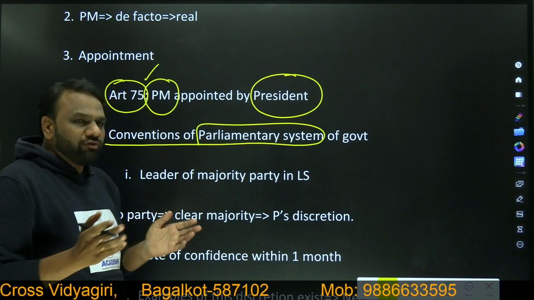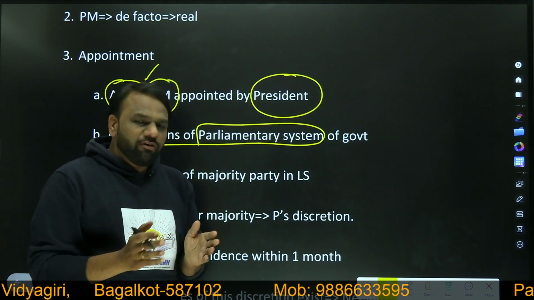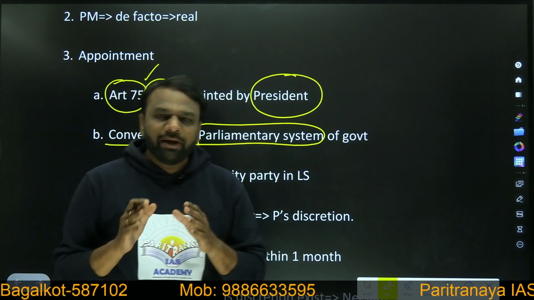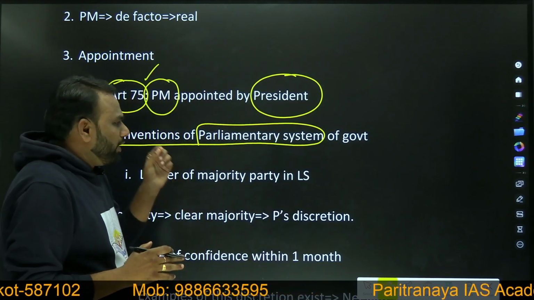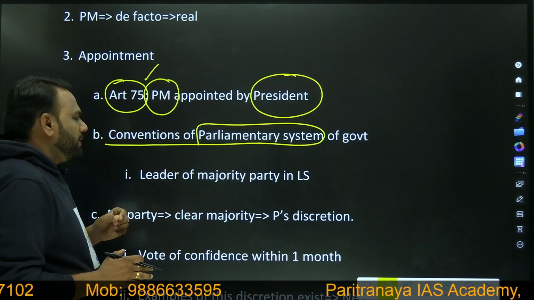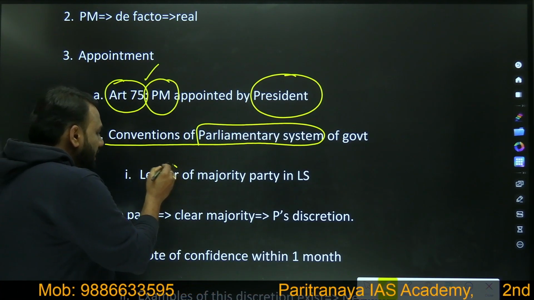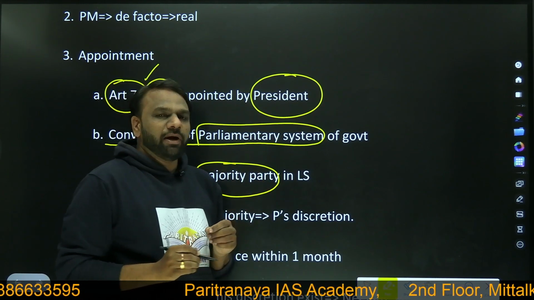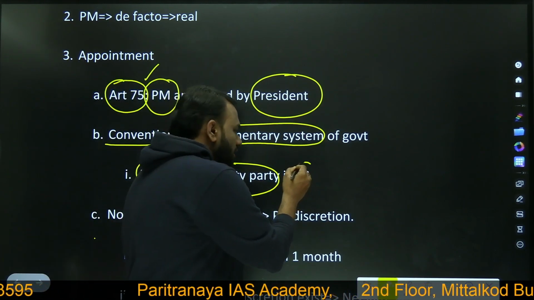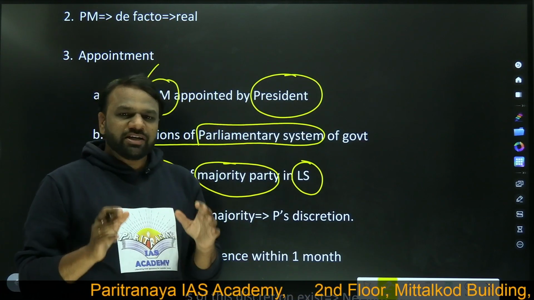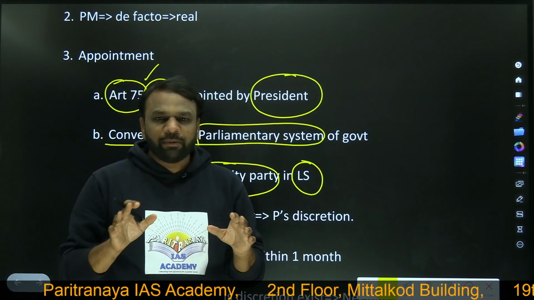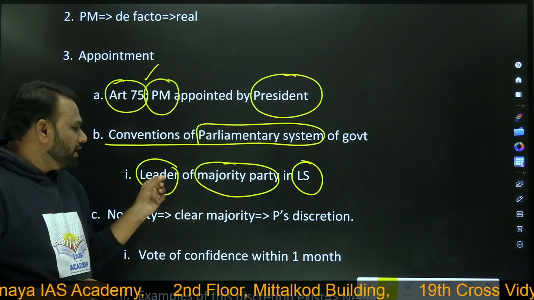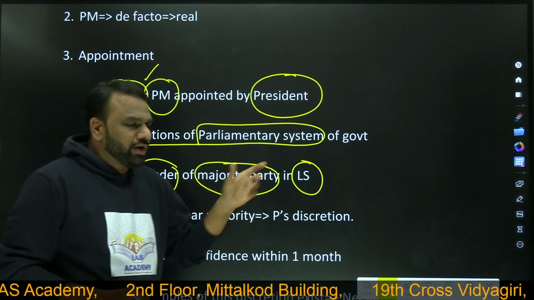There are different types of government: parliamentary system of government and presidential form of government. But here in India, we have parliamentary form of government. So according to the parliamentary form of government, President has to appoint leader of the majority party. Where? In Lok Sabha. So President does not have the freedom to appoint any person of his choice as Prime Minister, but rather he has to appoint the leader of the majority party in Lok Sabha.